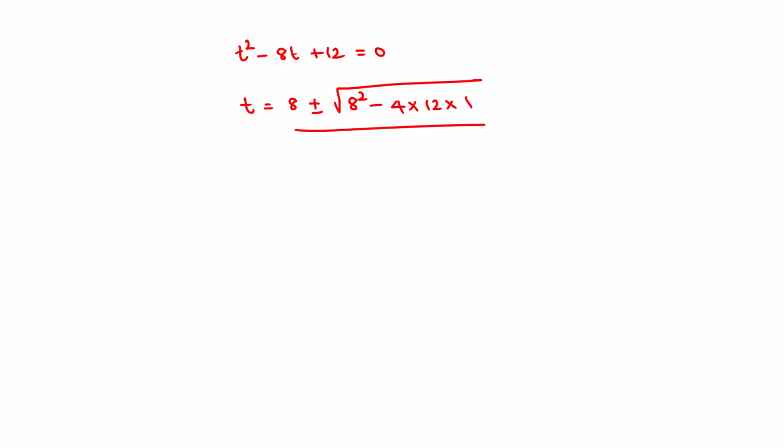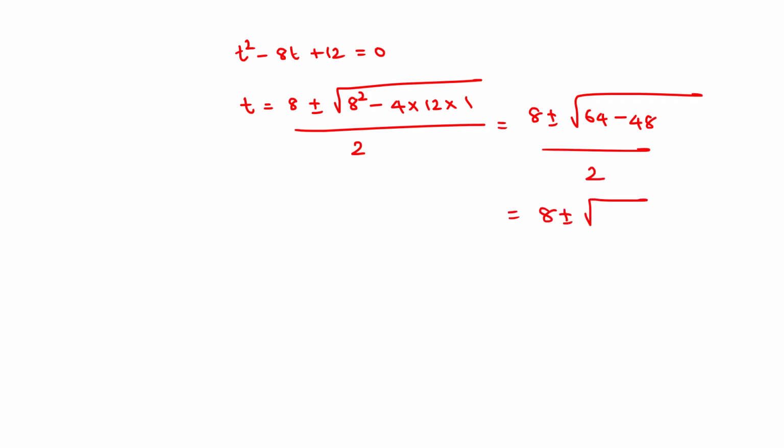Or you can solve this quadratic equation by using the quadratic formula. t square minus 8t plus 12 equal to 0. Therefore, t is equal to minus b, that is minus of minus 8, plus or minus square root of b square, which is 8 square, minus 4 into 12 into 1, divided by 2. That is equal to 8 plus or minus square root of 64 minus 48, which is 16, divided by 2. That is 8 plus or minus 4 divided by 2, that is 8 plus 4 divided by 2 or 8 minus 4 divided by 2.